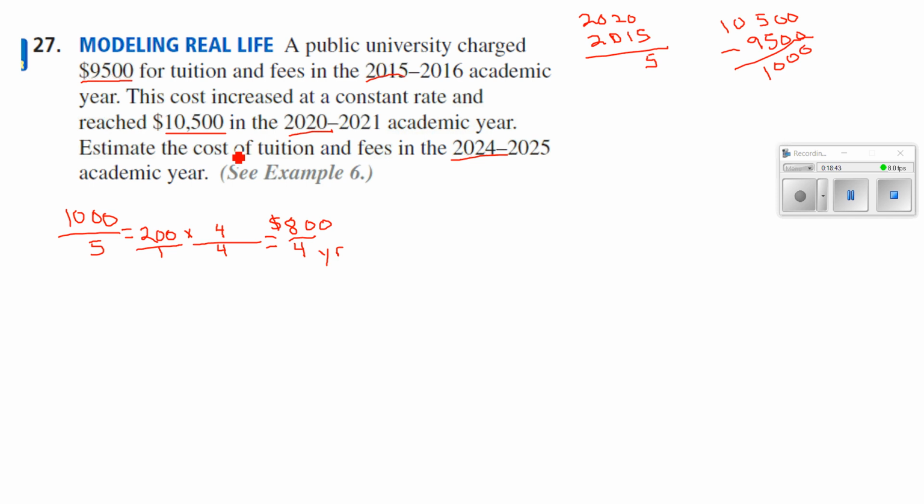So it says, estimate the cost of tuition in that year. We're going to have to go to the previous year, which is 10,500, and we'll have to add 800 to it. And that's going to give us $11,300. All right, let's move on.